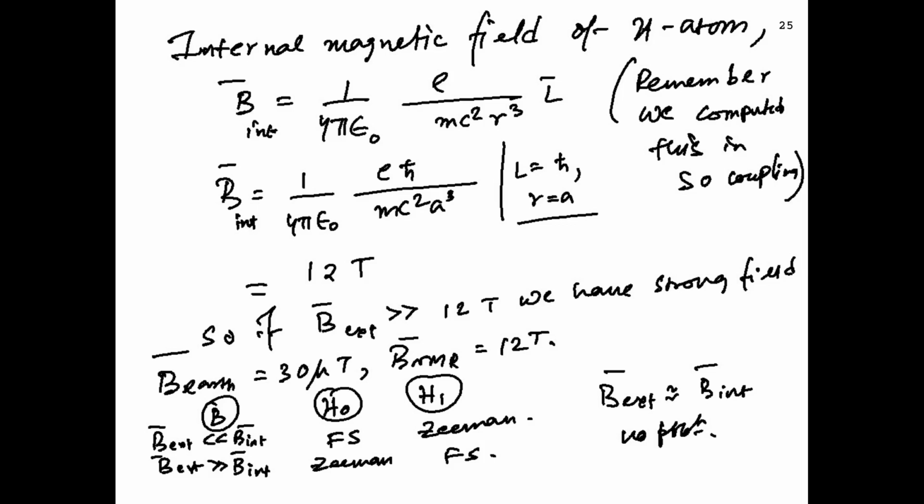So only if your B external is greater than 12 Tesla will you have the strong field effects, where you cannot treat the external field as a perturbation anymore. In that case you have to treat the internal field as a perturbation and the external field as part of H naught, and this is an order of magnitude estimate of how big these numbers are.